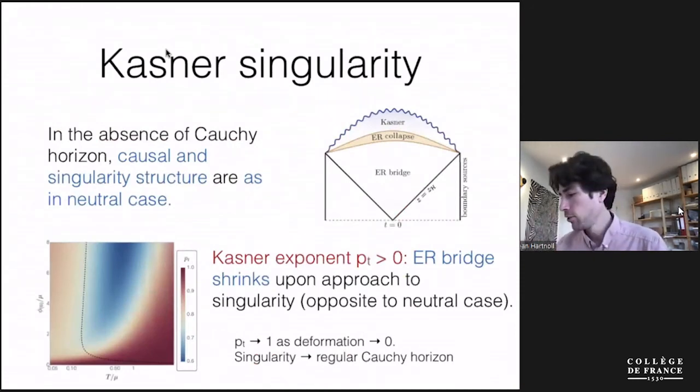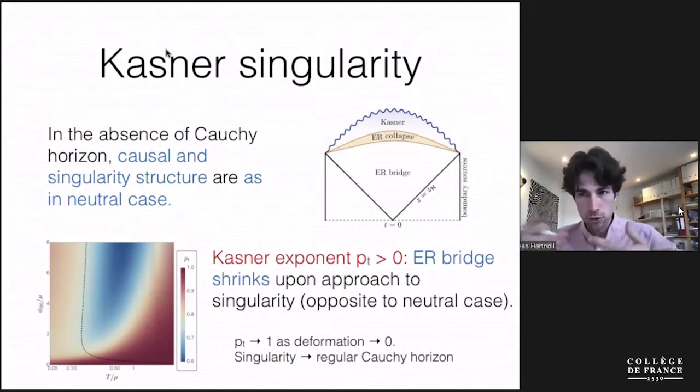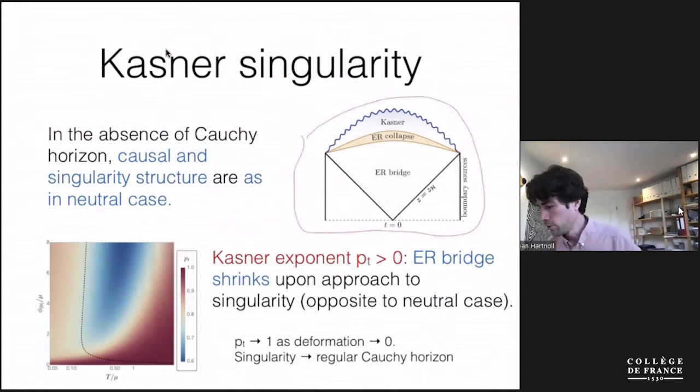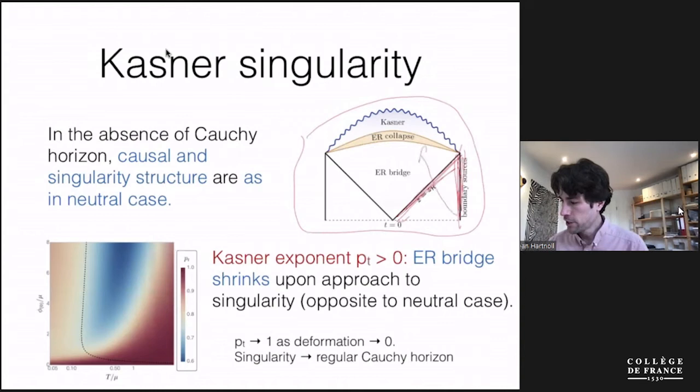So then you can just go back and do the numerics again. And if you do it, you find that the space-time looks like this. So there's again the boundary. There's the horizon. And as you go in, you go through this region that we call the Einstein-Rosen bridge collapse. I'll come back to that. And then if you keep going, you eventually get to a Kasner singularity again.